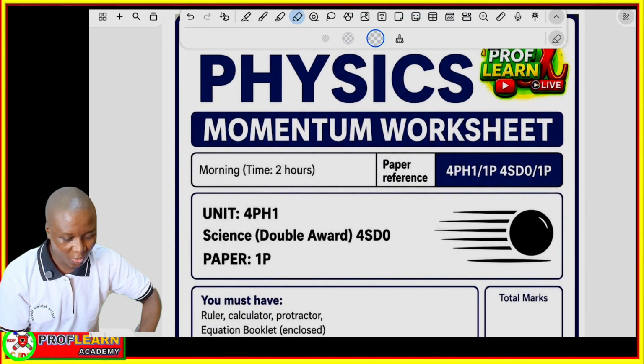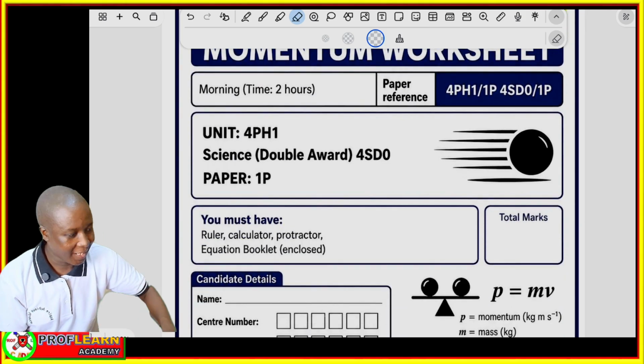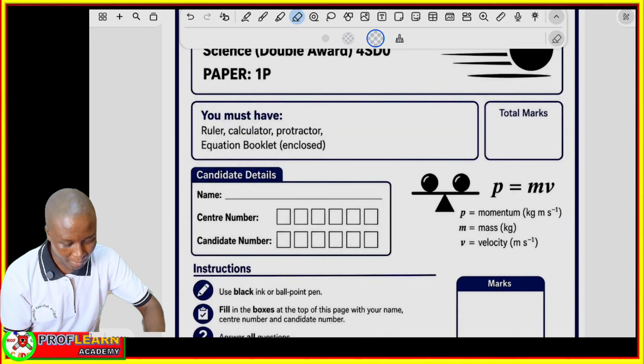So we're going to look at the kind of questions you can be asked in momentum and the best way you can approach them so that you can maximize the number of marks.